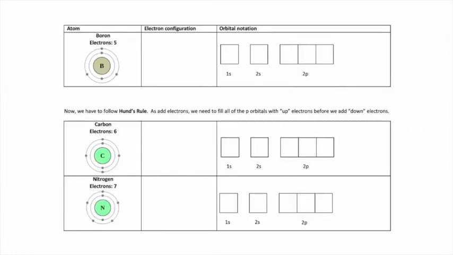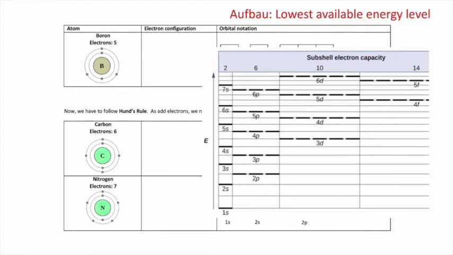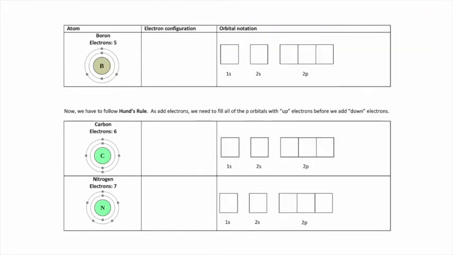Now it's time to add another electron and create boron. Looking at our Aufbau chart, we see that the 2p orbitals are the next ones in line. Boron's going to have a 1s2, 2s2, 2p1, and for our orbital notation, we're going to have an up-down in the 1s, an up-down in 2s, and we'll put a single electron into the 2p orbital.